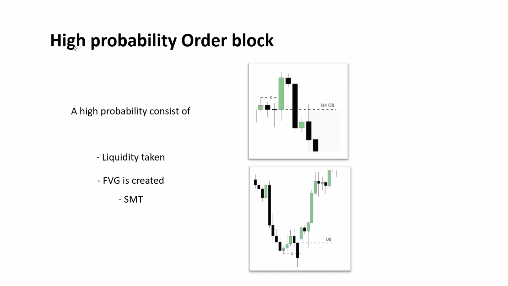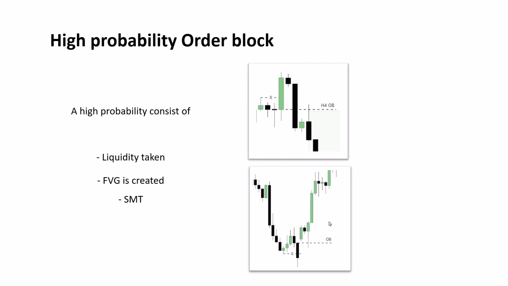So how do you spot a high probability order block? One, you have to look at liquidity. Is there any liquidity taken? As you can see here, the price has swept this liquidity, a run on liquidity above this high. And then if you look at the bullish order block, price has swept this liquidity. So liquidity has been taken.